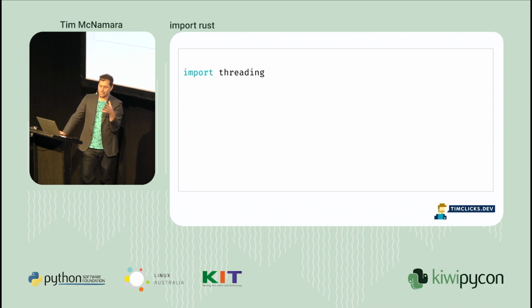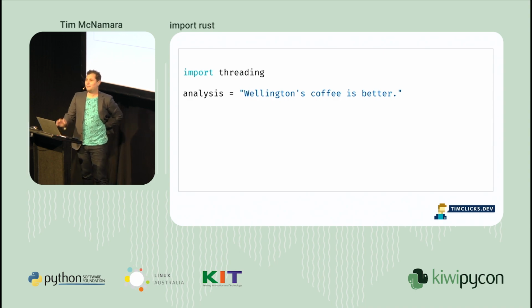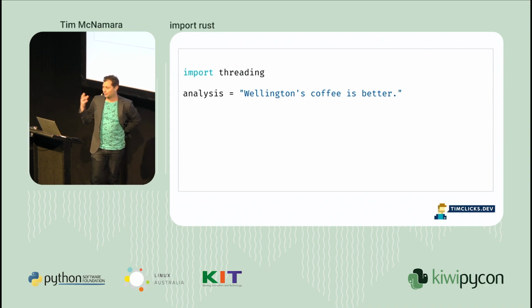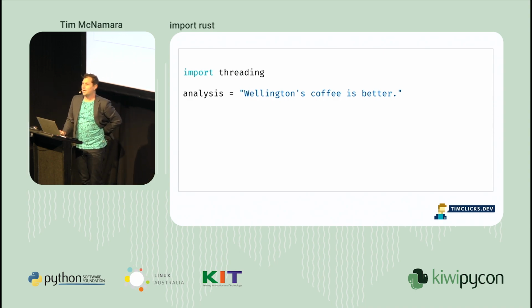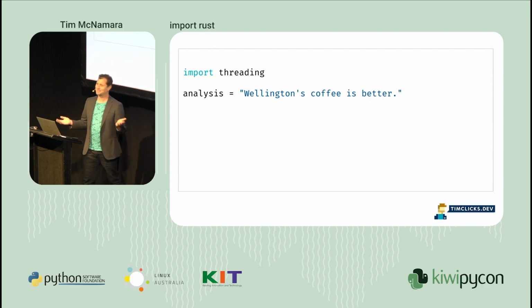Here is a subtly more complicated Python program. I'm importing the threading module, and I want to do something similar but different to what we just did before. I've got some analysis around different cities where coffee is brewed, and I've discovered that Wellington's coffee is actually much better than, say, Sydney, Melbourne's, Auckland's, or Christchurch coffee.